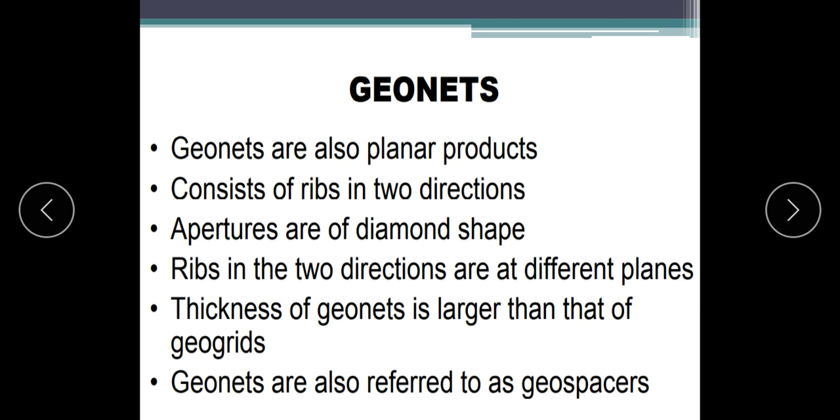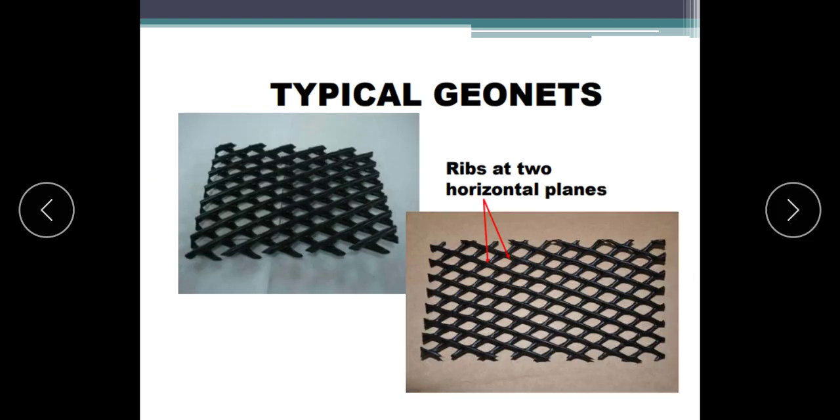Next we have geonets. These are also planar products which consist of ribs in two directions, of diamond shape. Here the difference between a geogrid and a geonet is that the geonet has ribs in two directions and in different planes, so that they make the aperture a diamond shape. The thickness of the geonet is larger than that of the geogrids. Geonets are also referred to as geospacers. So this is a typical geonet.